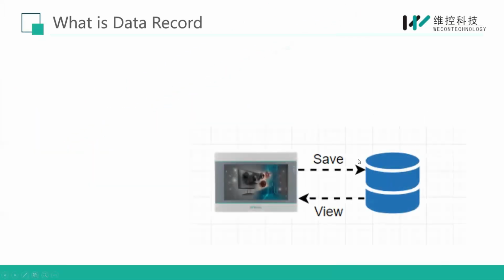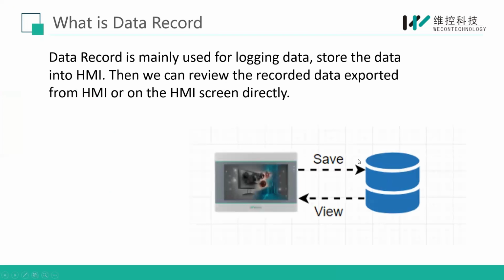What is data record? Data record is mainly used for logging data, storing the data in the HMI. Then we can review the recorded data, export it from the HMI, or view it on the HMI screen directly.